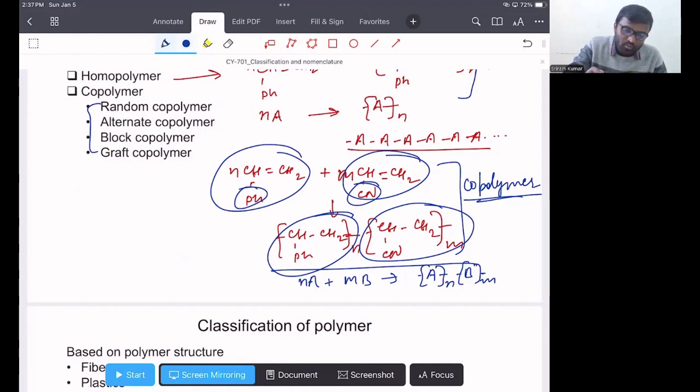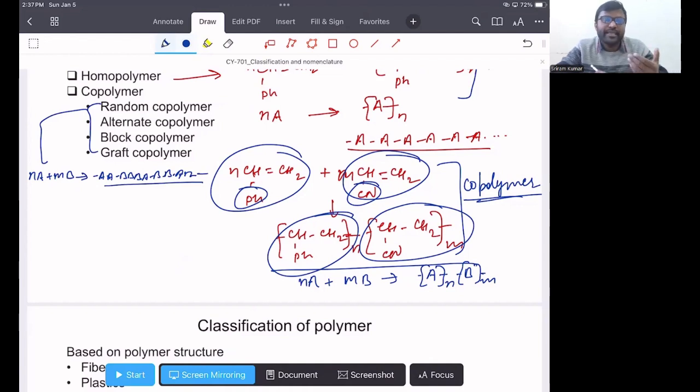So in the random copolymers, what happens? Suppose we have monomer A plus monomer B. So we have A, B, B, B, A, B, B, A. So there is randomness in the repetition of the monomer in that polymer, and that's why this is called a random copolymer.